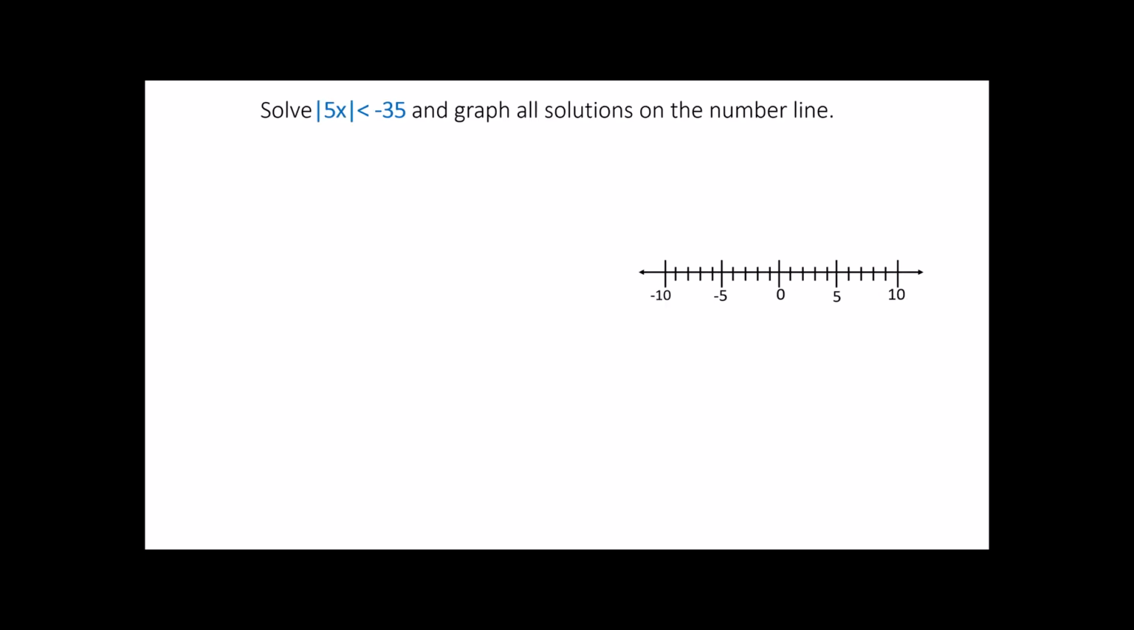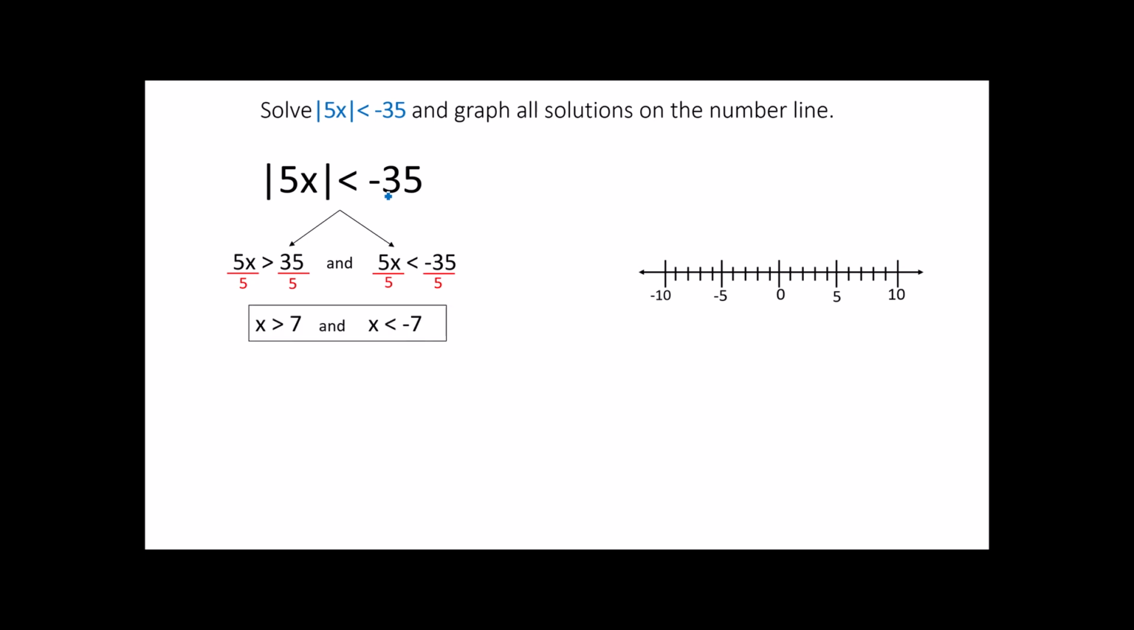Here's one last one I really want to make sure we spend some time looking at. Notice if I split this, I get 5x is greater than 35. Notice I flipped the sign and I used the opposite. And then I did it as written. When I solve those, I end up with x is less than 7 and x is greater than 7 and x is less than negative 7.